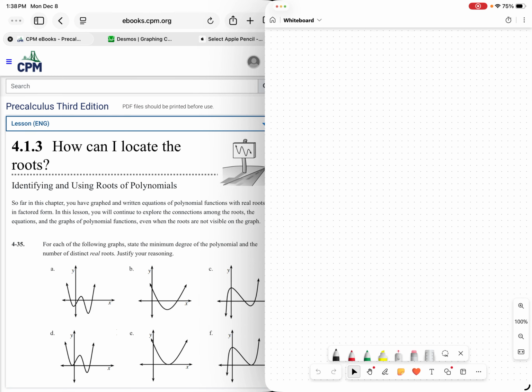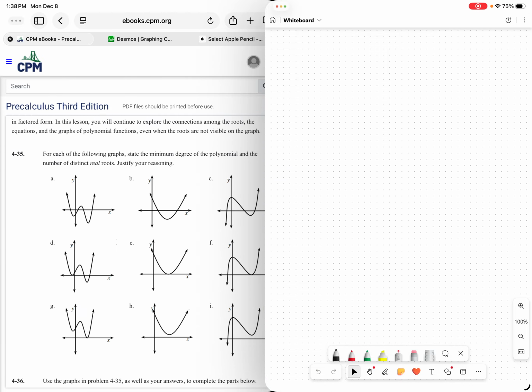Okay guys, next lesson here, 413, how can I locate the roots? So identifying and using roots of polynomials. So far, we have graphed and written equations of polynomial functions with real roots in factored form mainly, right? And in this lesson, we're going to continue to explore those connections and the graphs of polynomial functions, even when the roots are not visible on a graph.